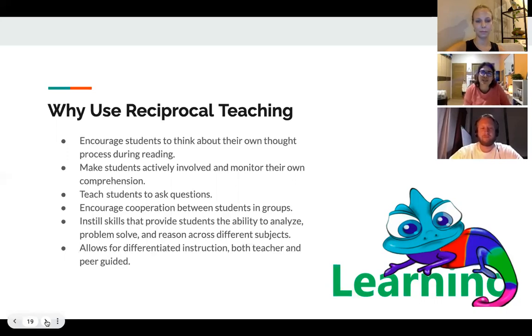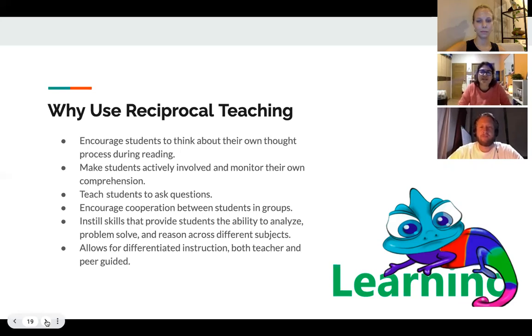Reciprocal teaching teaches students to ask questions. It gets them to have critical thinking, to question everything around them. It encourages cooperation between students in groups. It gets people to actually reach out and ask for help instead of trying to do everything by themselves. It gives them the ability and vulnerability to ask for help and see how everyone else is doing things. So it's a great cooperation skill to have.